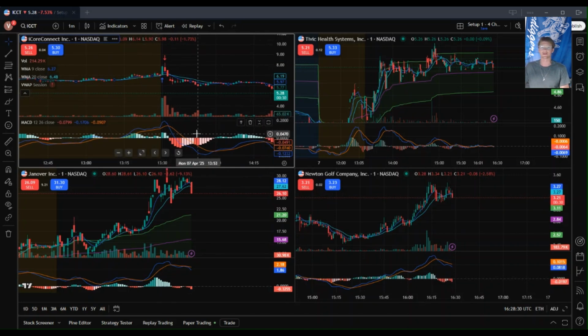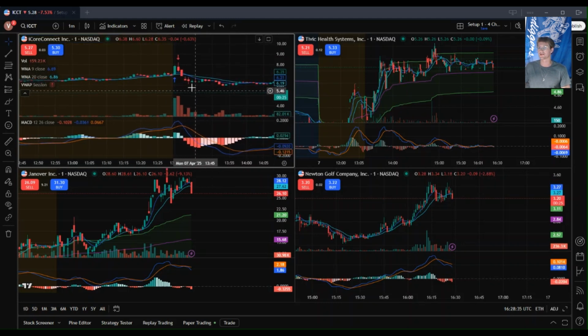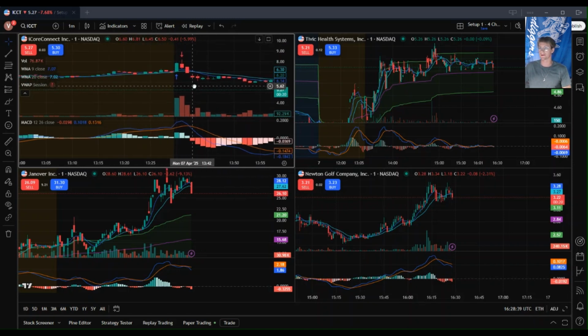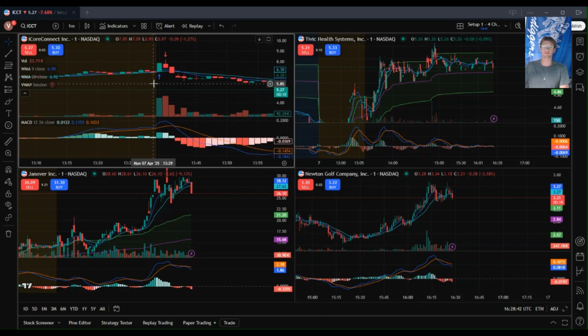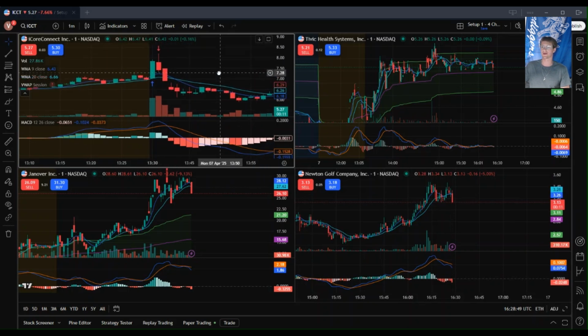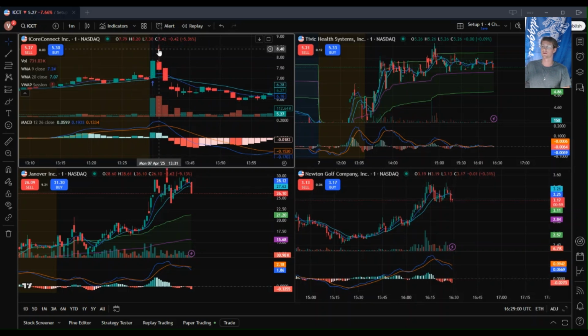I just haven't changed my time yet on the actual software. But I saw it spiking up right as the market opened, and I knew I had to get in quickly and then get out quickly, which is usually the name of the game. So I bought right at the open. I think it tells you, yeah, I bought right at $7.37, and then I got out at $7.85.